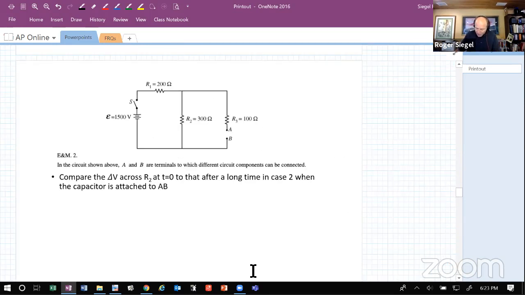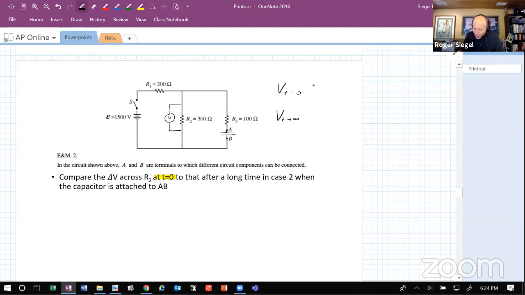It says, compare the drop in voltage across R2 at t equals 0, once again, all important when we're talking about capacitors, to that after a long time in case 2, when the capacitor is attached. So let's go ahead and look at that. We're going to put the capacitor on there, and ask: what is the voltage drop across here at t equals 0, and what is the voltage as t goes to infinity, a long time? That's the static state, the static case.